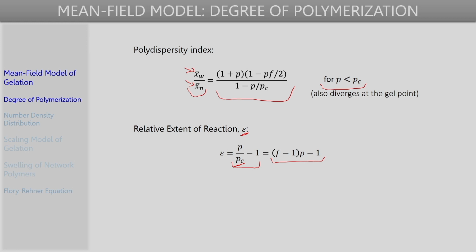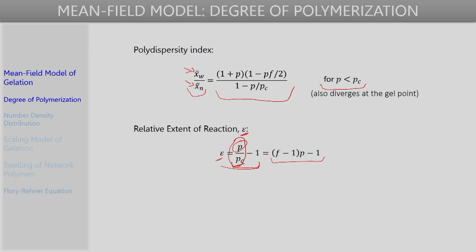If we are exactly at the gel point, then P will be equal to Pc and epsilon will be equal to 0. So epsilon will be equal to 0 at the gel point, and as we go away from the gel point in either direction, whether above or below the gel point, the absolute value of epsilon will increase. If we are below the gel point, epsilon will be negative. Below the gel point, P will be less than Pc, so this ratio will be less than 1, and epsilon by this definition will be less than 0. Similarly, above the gel point, epsilon will be a positive quantity.